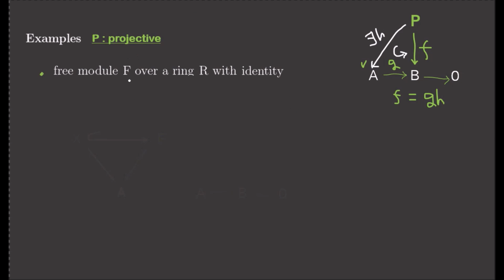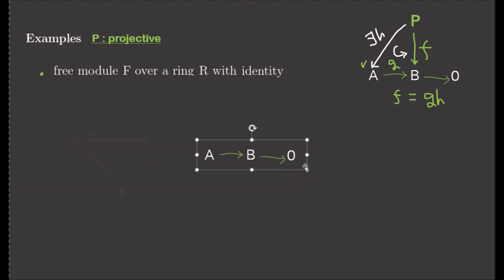This is the main theorem to decide what is projective: a free module F over a ring with identity is projective. But I will not prove it in detail, but use roughly the definition and the arrow.